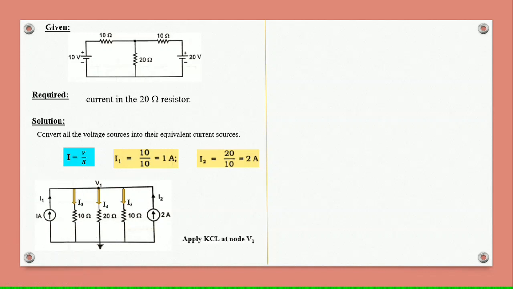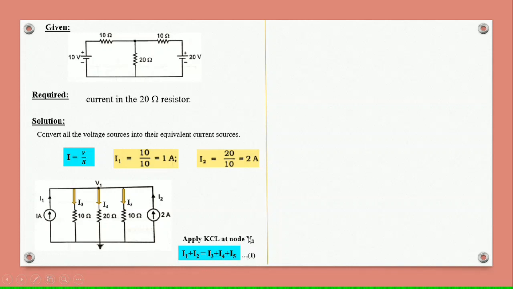Now apply Kirchhoff's current law at node V1. Kirchhoff's current law is nothing but at any junction point, the algebraic sum of incoming currents is equal to the algebraic sum of outgoing currents. I1, I2 are incoming currents, I3, I4, I5 are outgoing currents. So according to the KCL, I1 plus I2 is equal to I3 plus I4 plus I5. We know the values of I1 and I2, but now we are going to find the values of I3, I4 and I5.